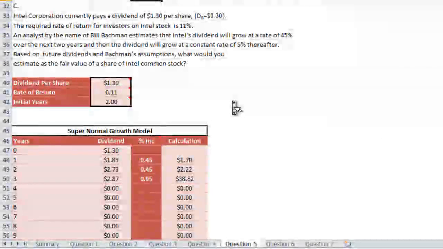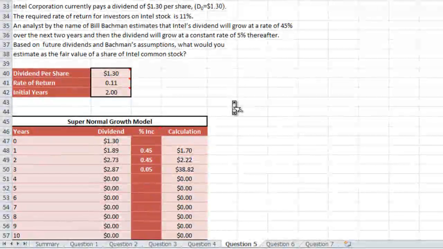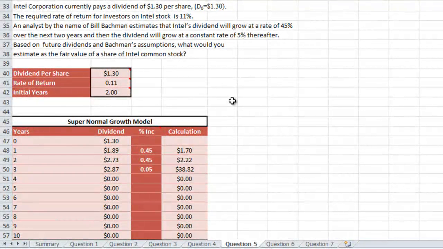Next up, we have C, which is the hardest one to do out of all of them. Intel Corporation currently pays a dividend of $1.30 per share. The required rate of return for investors on Intel is 11%. An analyst by the name of Bill Bachman, that's a pretty good name, estimates that Intel's dividend will grow at a rate of 45% over the next 2 years. Then the dividend will grow at a constant rate of 5% thereafter.